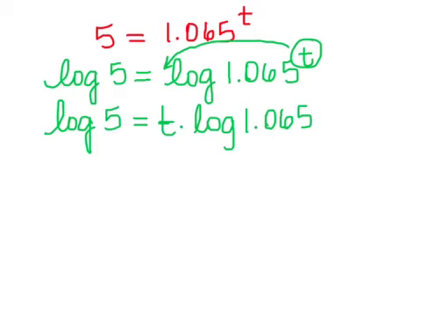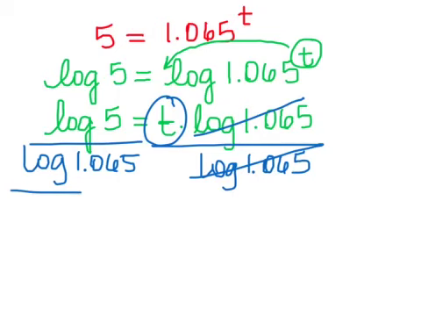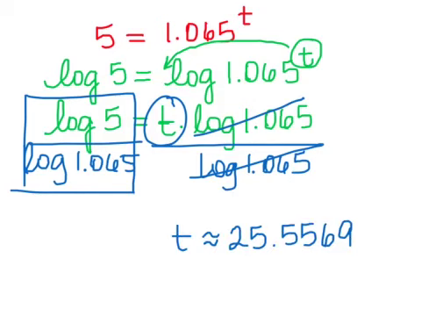Then we're trying to solve for t, so we would divide both sides by log of 1.065. These cancel each other out, and you end up with t equals whatever this is on the calculator using your log button. When I did that on my calculator, I got approximately this, which, if we're talking about years, it'll be about 25.5 years before you go from 1,000 to 5,000.